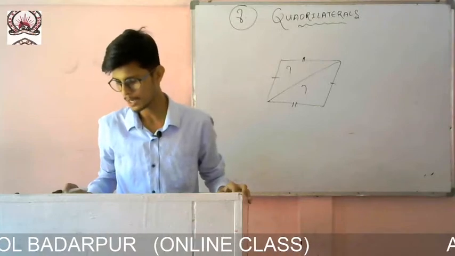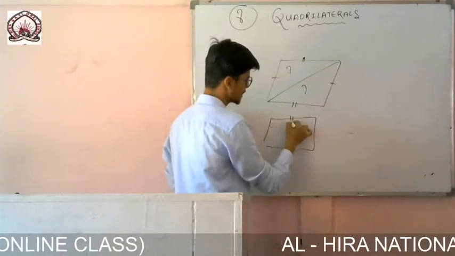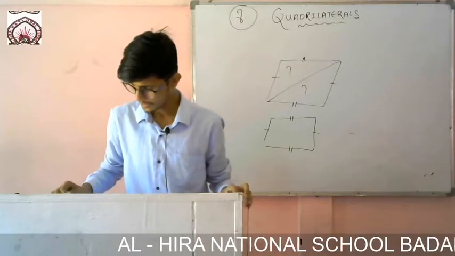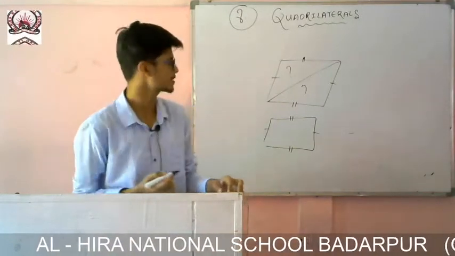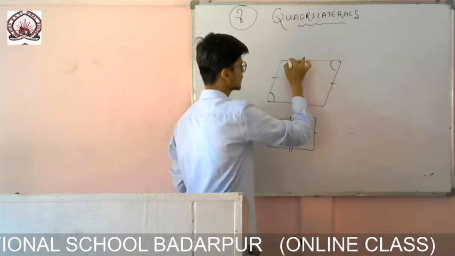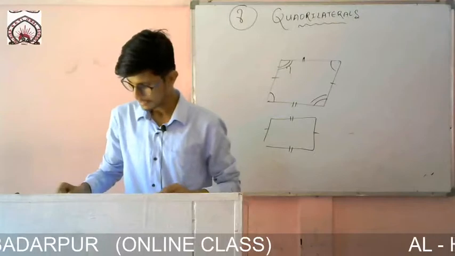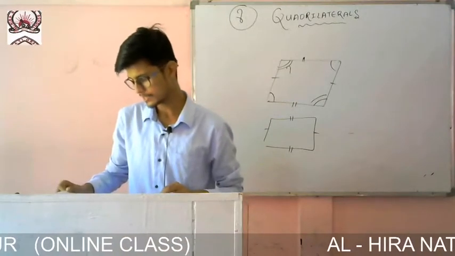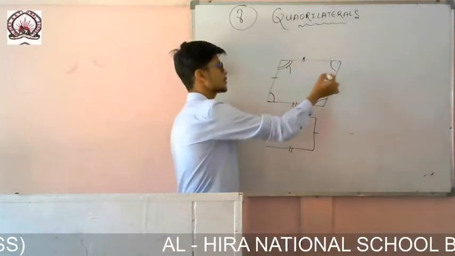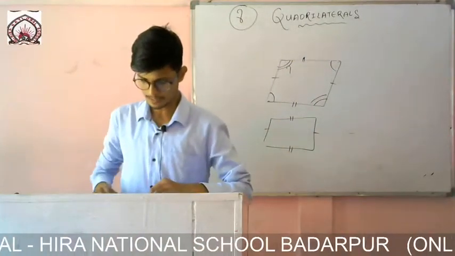If each pair of opposite sides of a quadrilateral is equal, then it is a parallelogram. So in a quadrilateral, if the opposite pairs of sides are equal, then we can say that it is a parallelogram. Then next one, in a parallelogram opposite angles are equal. Then in a quadrilateral, if each pair of opposite angles is equal, then it is a parallelogram.